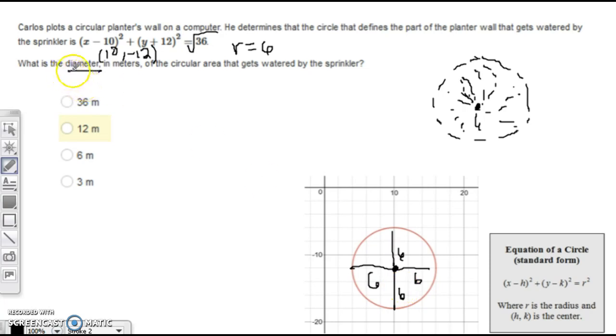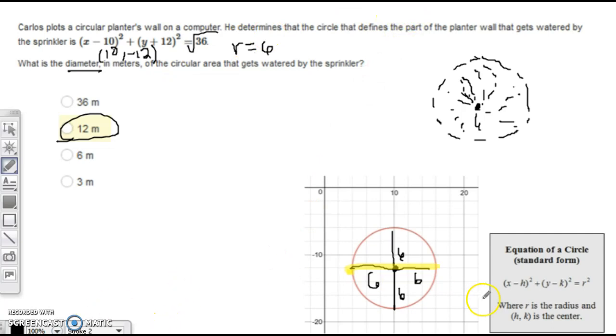And it wants to know the diameter that gets sprayed by the sprinkler. Well, the diameter is all the way across the circle. So you could just take your radius and multiply it by 2. Or you could add 6 plus 6 to get 12. So the diameter there would be 12.